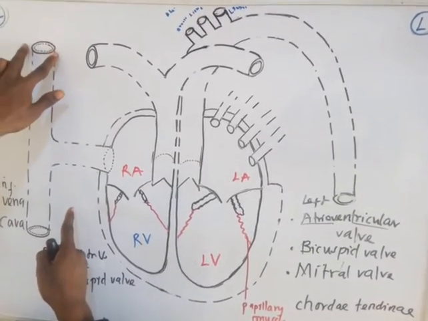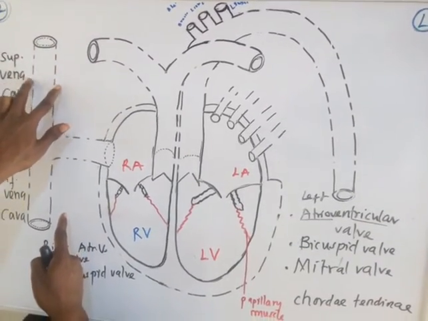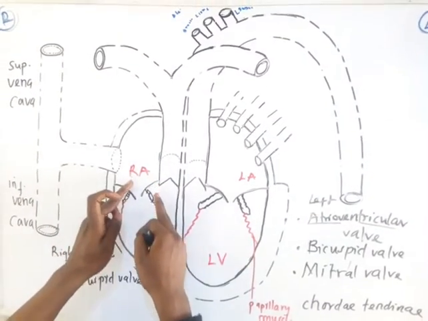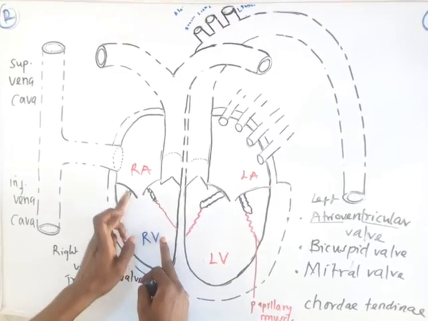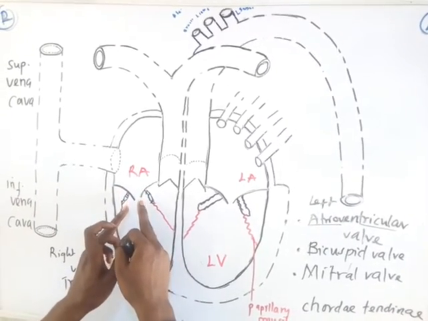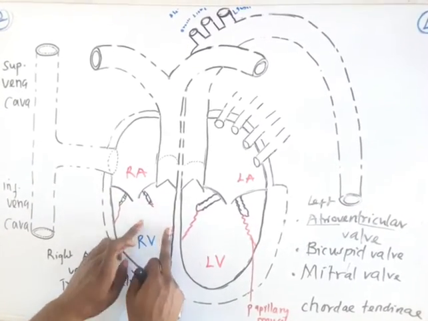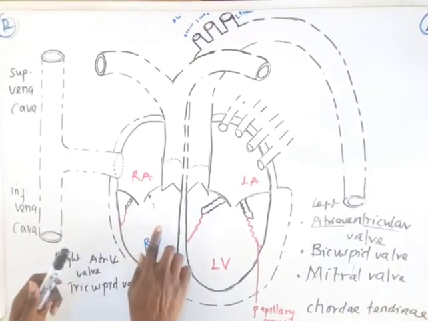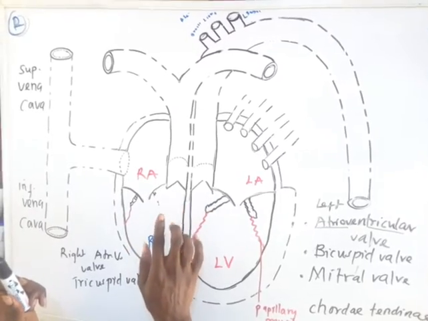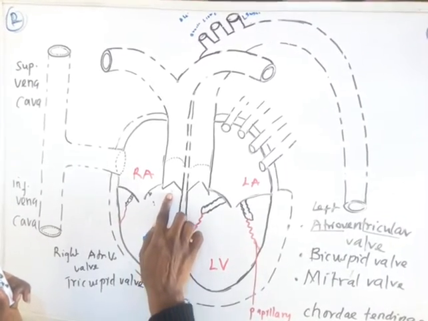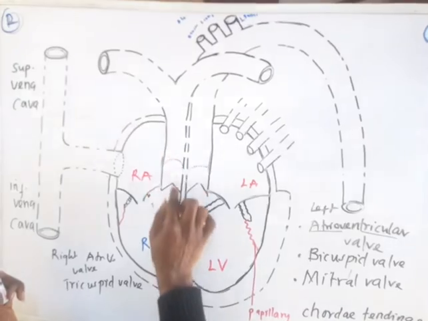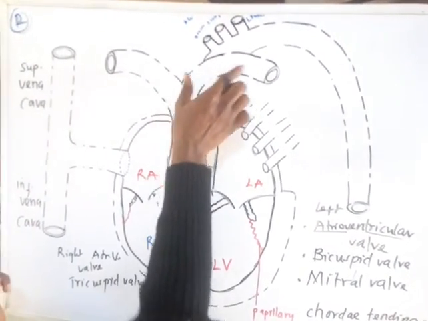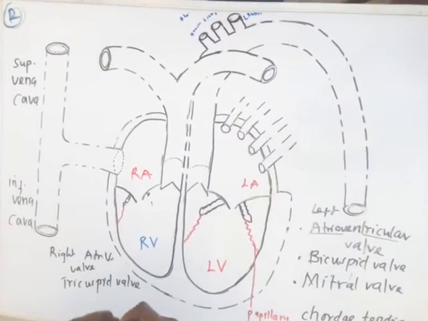Now the deoxygenated blood will go to the right atrium. Then from the right atrium it goes to the right ventricle with the help of this valve. Now from here, the blood empties into a different vessel. This vessel is called the pulmonary artery.